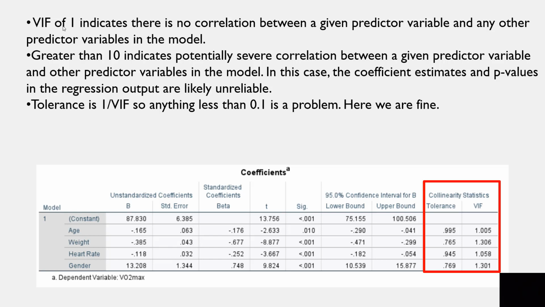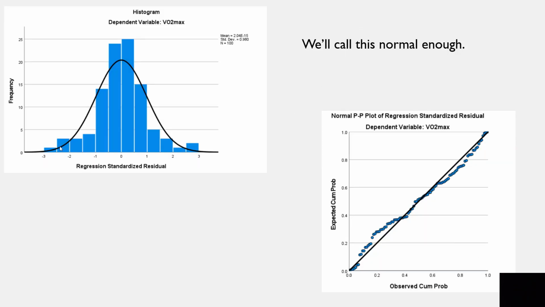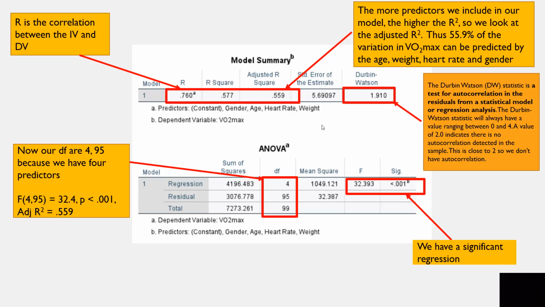Variance inflation factor of 1 indicates that there's no correlation between a given predictor variable and any other predictor variables in the model. So when we ask for the collinearity diagnostics, we get tolerance and VIF. 1 over VIF is tolerance, so these are related. Anything larger than 10 for VIF would be problematic, but we don't have that here. We're just going to look at the histogram, and we're going to call this normal. And then we'll go to our model summary. One thing you see now, we have this adjusted R square. So we have R, and then R square, and then an adjusted R square.